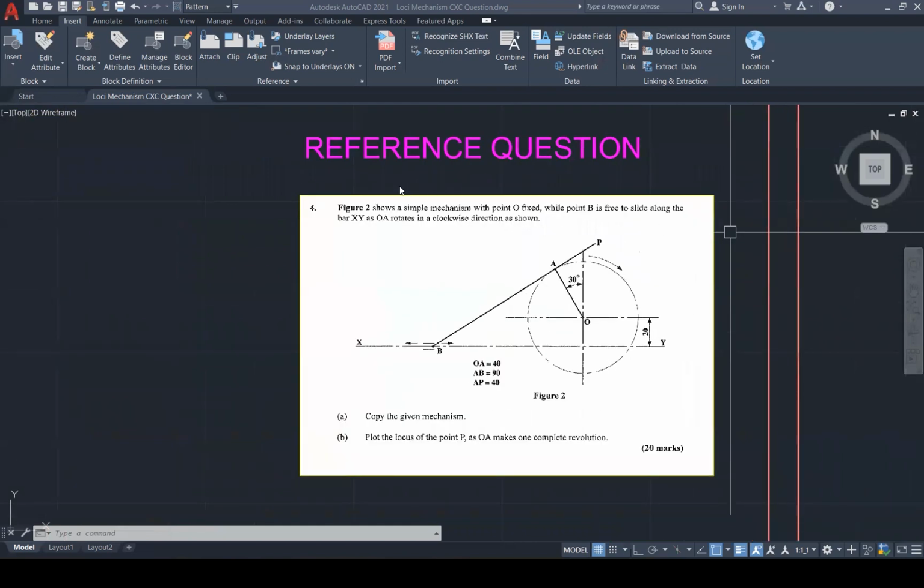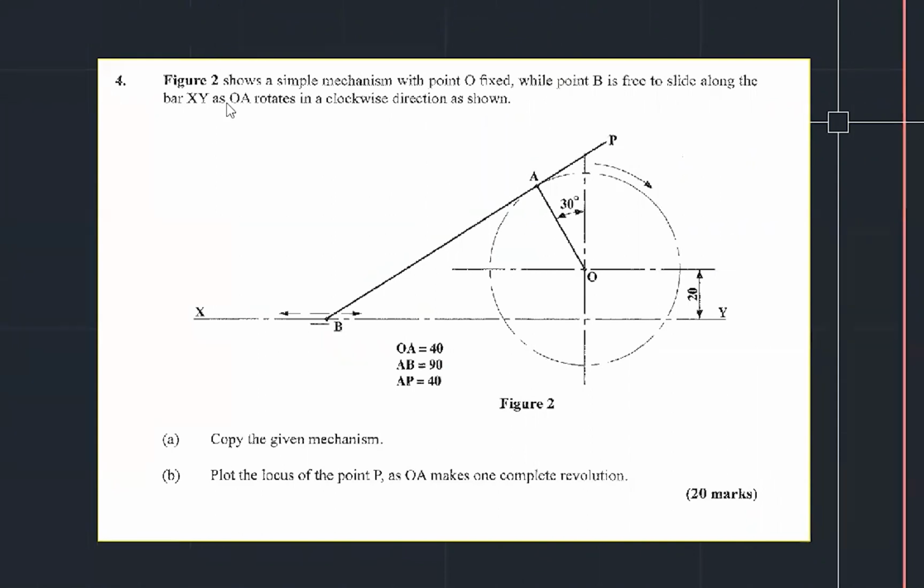So now let's go over to the reference question. And what does it say? Figure 2 shows a simple mechanism with point O fixed while point B is free to slide along the bar XY as OA rotates in a clockwise direction as shown. Copy the given mechanism. Plot the locus of point P as OA makes one complete revolution.